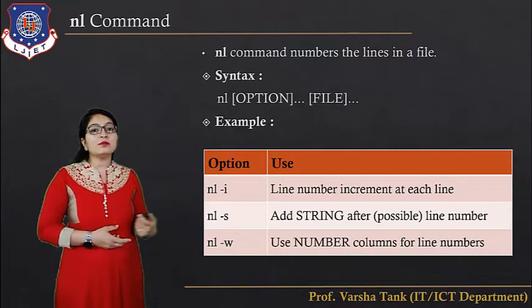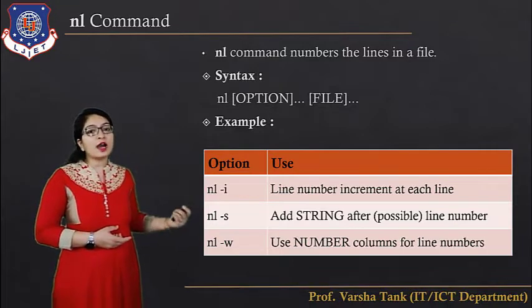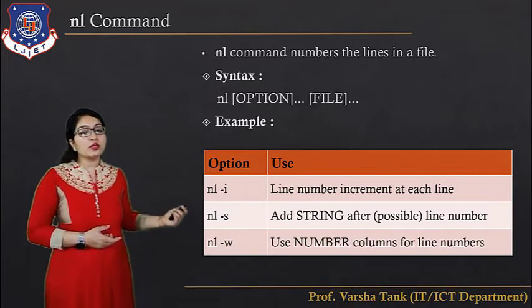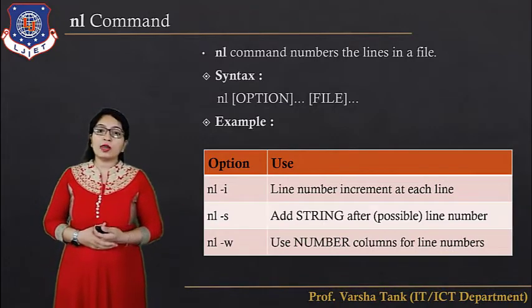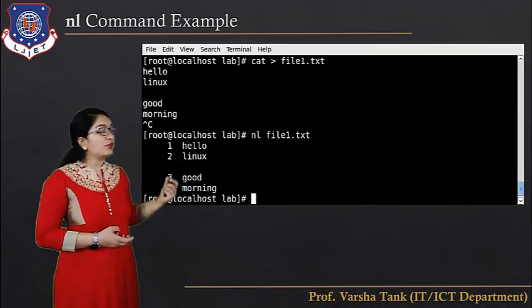nl -i is the line number increment at each line. nl -s adds a string after the line numbers. nl -w uses the number of columns for line numbers. Now here are the examples of the nl command.